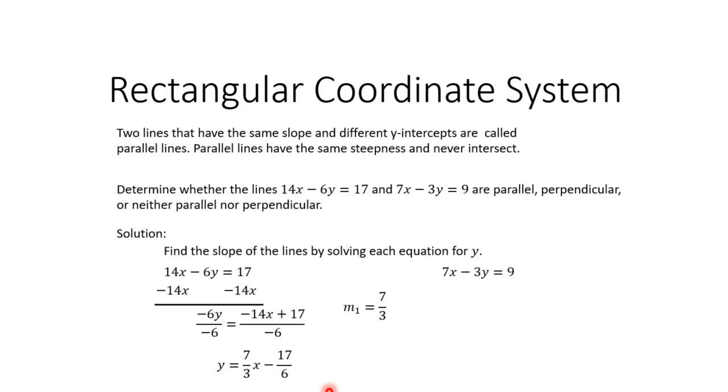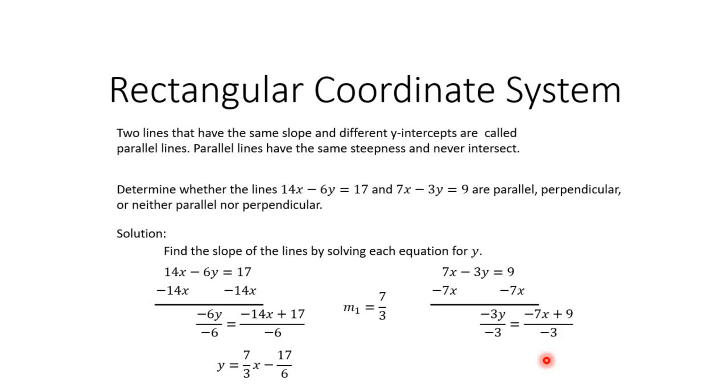So here's the equation, 7x minus 3y is equal to 9. First, I'm going to subtract 7x from both sides. They'll cancel on the left side, leaving just negative 3y. On the right side, I'll get negative 7x plus 9. Then the last step is to just divide both sides by negative 3 to get y by itself.